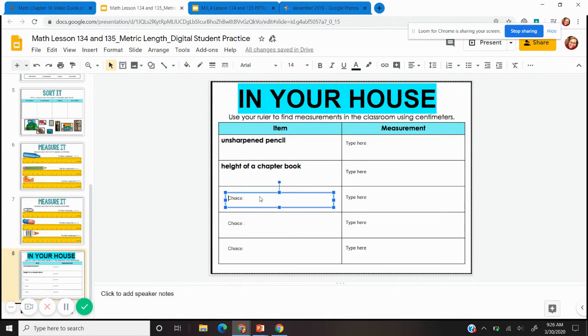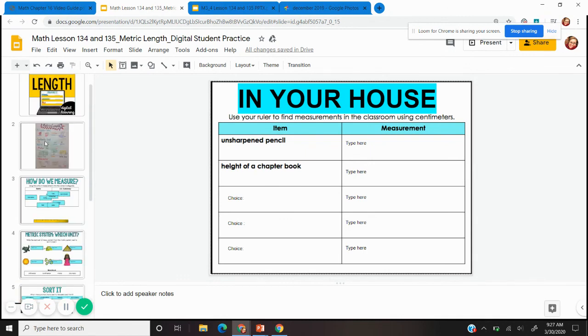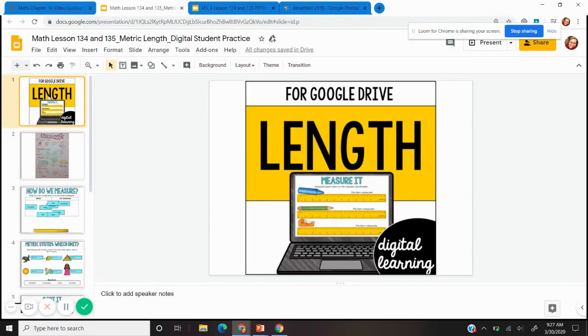Remember that we're not measuring possibly the length of a door, how tall a door is. That would be several centimeters long. So try to find objects that are smaller that would make sense to use with centimeters. If we were looking at a door, you might want to measure the length of a doorknob instead of actually just the whole door. So this is our work that you'll use today. Everybody's going to have their own copy in Google Classroom.